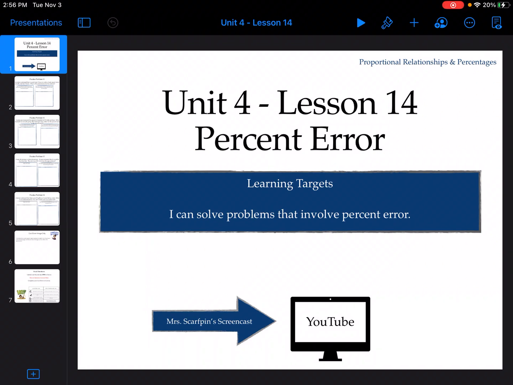Unit 4, Lesson 14, percent error. So I can solve problems that involve percent error. So this is kind of a build off of yesterday.